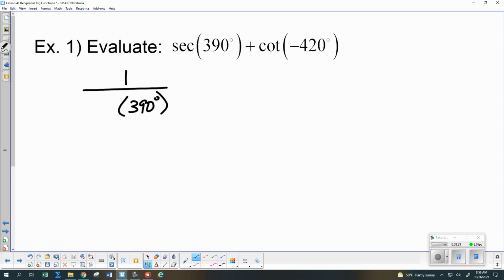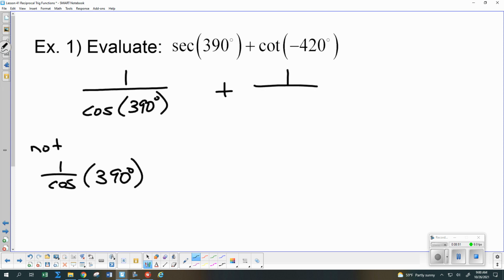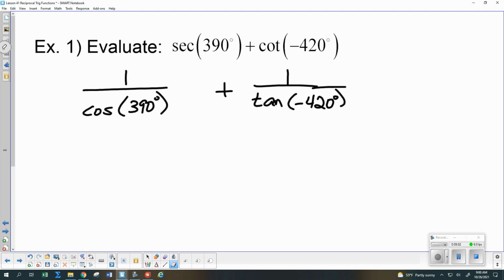Secant, was that 1 over cosine, 1 over sine, or 1 over tangent? You can tell me which one on secant. Okay? And so we are going to write it down like that. It is not 1 over the cosine of 390 degrees. The 390 has to be right there with the cosine. So just in terms of notation and how you write that. And then we are going to have 1 over the tangent of negative 420 degrees. Then we are going to figure out where we are on the unit circle and write that in.